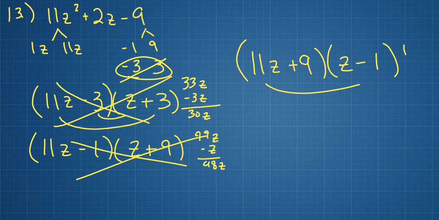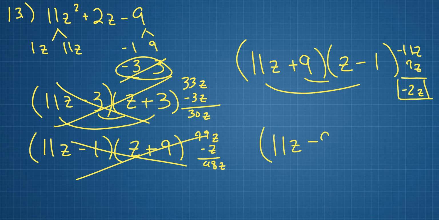I do the outside to get negative 11z. The inside I get positive 9z. Together it's negative 2z. Now it's not the right number, but it's really close. It's just the wrong sign, so I just flip both signs. So my final answer is going to be 11z minus 9 and z plus 1.